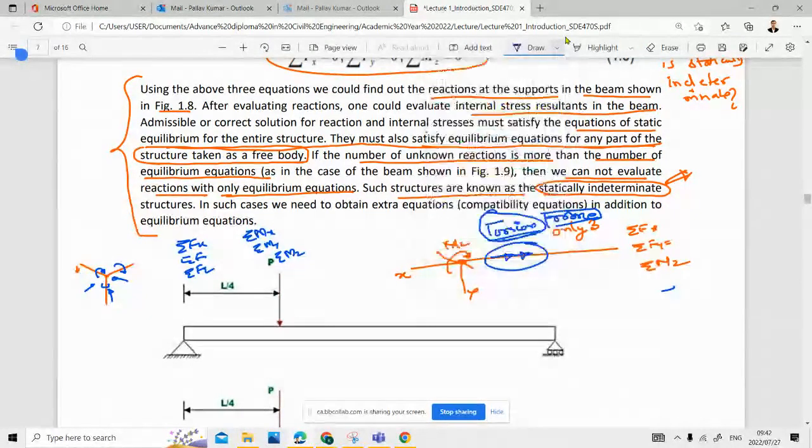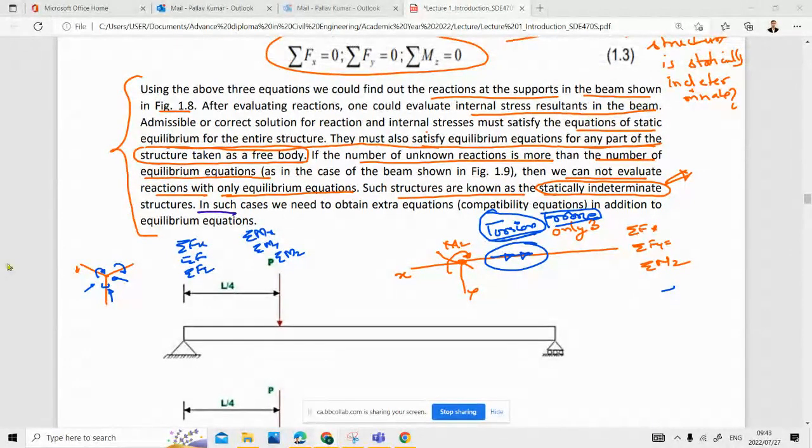Further, if we move on, it says that in such cases, if it depends on dimension, will it be statically indeterminate automatically in 3D? I didn't understand your question. Let me read it again. If it depends on dimension, it will be statically indeterminate automatically in 3D.